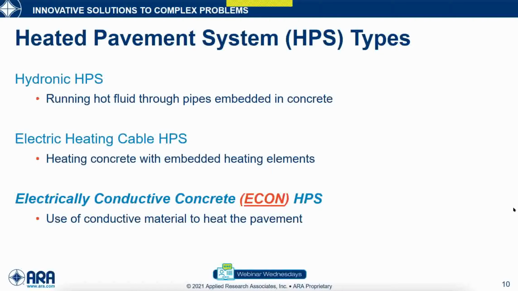So heated pavement systems are an alternative promising approach that we can use, and they are typically categorized into 3 types: hydronic heated pavement system, electrically heated cable system, and electrically conductive concrete. A hydronic heated pavement system is a mature technology and works by embedding a pipe within the concrete, and then we circulate hot fluid, and then heat is released to melt ice and snow.